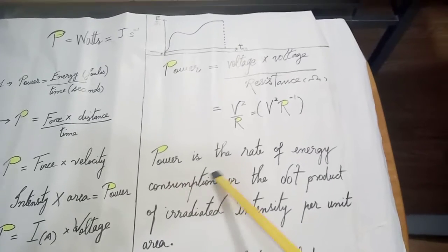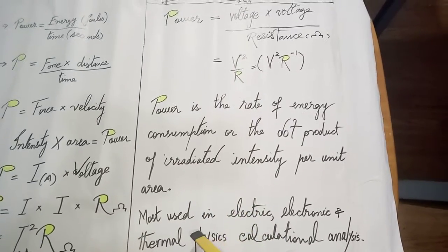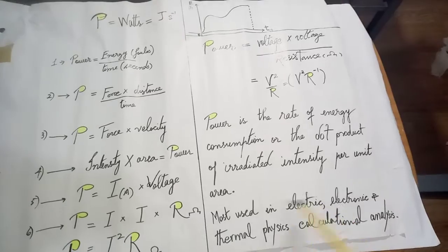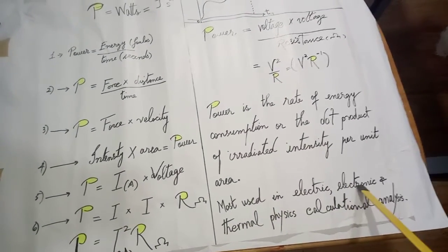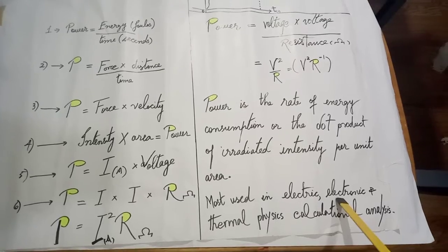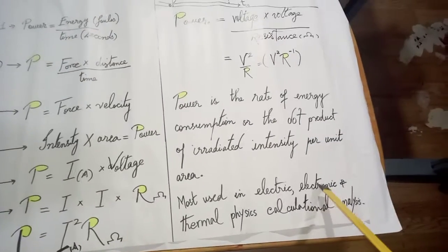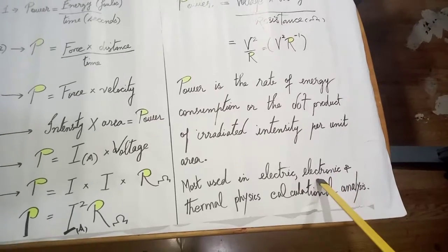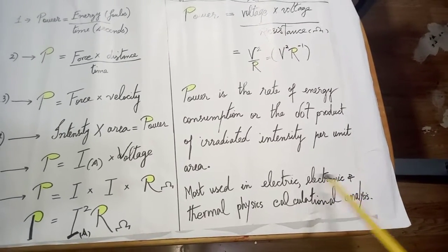So what I'm trying to say is power is the rate of energy consumption, or the dot product of radiated intensity per unit area, and these formulae that I've just listed here will be used in electric, electronic, and thermal physics calculational analysis. Now by electronic I mean Hall effect with a bit of electromagnetism, but they will not be used, as I just mentioned, for superconducting circuits and semiconductor circuits, PNP, NPN, and diodes.